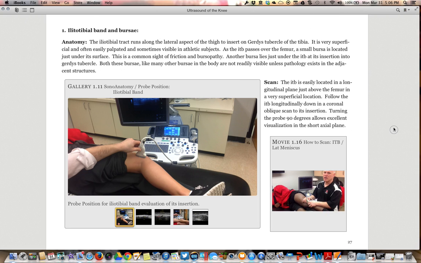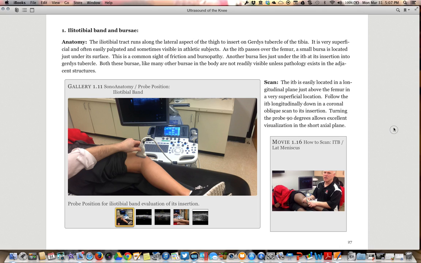Let's look at the structures in greater detail, starting with the iliotibial band. The iliotibial tract runs along the lateral aspect of the thigh and inserts into Gerdy's tubercle on the tibia. It's very superficial and often easily palpated and sometimes visible in athletic subjects. As it passes over the femur, a small bursa is located just underneath the surface. This is a common site of friction and bursopathy. Another bursa lies just under the ITB at its insertion into Gerdy's tubercle. Both these bursae, like many other bursae, are not readily visible unless pathology exists in adjacent structures.